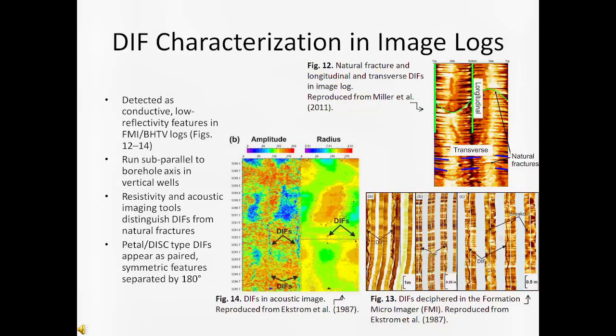Image logs, such as those from Formation Microimager, FMI, or Borehole Televiewer, BHTV, are essential for visualizing DIFs in situ. These fractures appear as dark, conductive features due to the mud infiltration. Figures 12 to 14 provide examples of pedal and disc fractures in vertical wells. Pedal fractures show up as symmetric features separated by 180 degrees. Such logs not only confirm core observations, but also allow continuous downhole analysis of stress orientation.